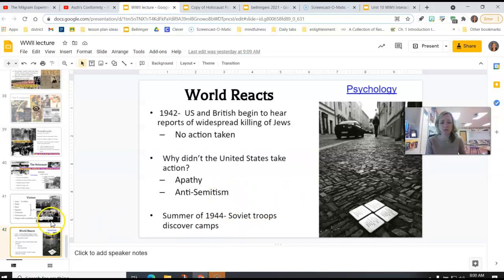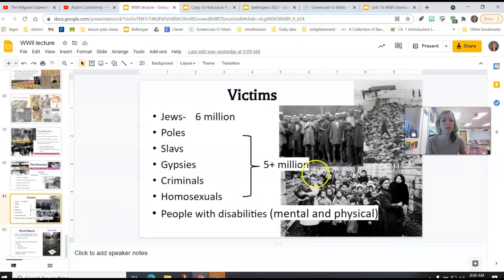In summer of 1944, Soviet troops are going to discover the camps. We see these images, right? And from there on, we are going to try to prevent genocides from occurring in the future, which will be part of our project, right?